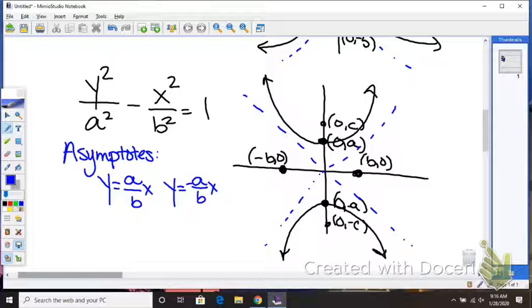Why is it A over B instead of B over A like the top? Because we flipped it, so we flipped our asymptotes. So we flipped this from this way to this way. Oh, okay. So it's going a different direction.